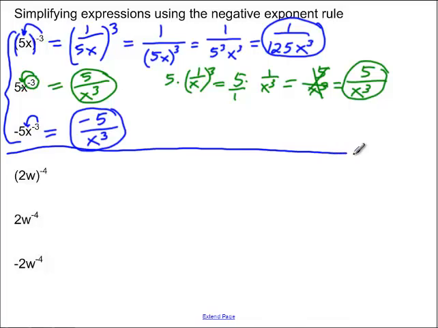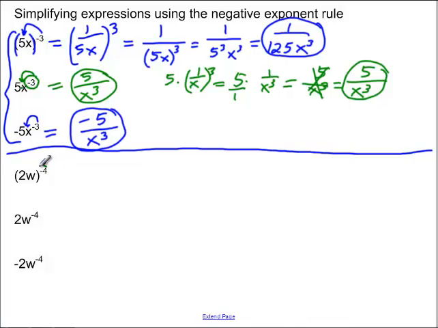Alright, there's 3 that are similar. The next 3 as well look fairly similar. I would say take a look at some of these, maybe pause the video and see what kind of answers you can get without me working some of these. But let's take a look at some of these then.